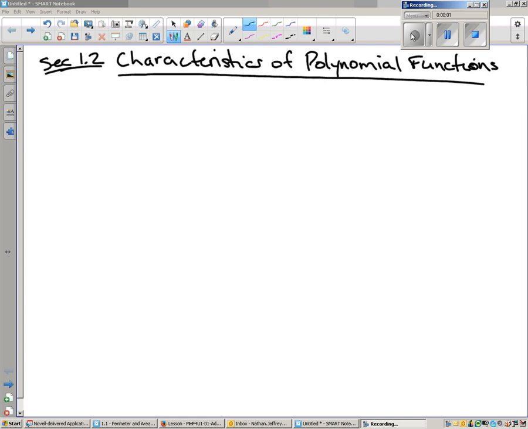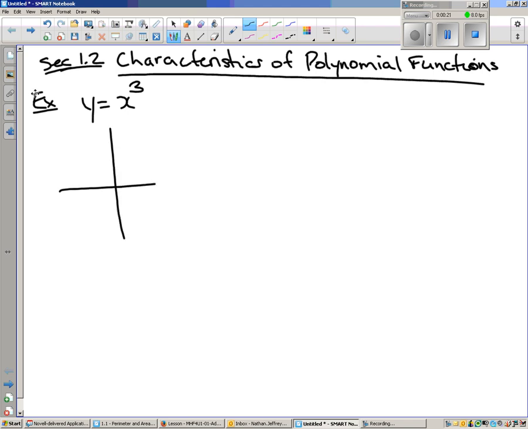Looking at the characteristics yesterday, we're going to continue on with that in 1.2. Recalling from yesterday, we started looking at graphs of some polynomial functions. One of the polynomial functions that we looked at graphing was x cubed. If we get a quick little sketch of that, it's going to do something like this.